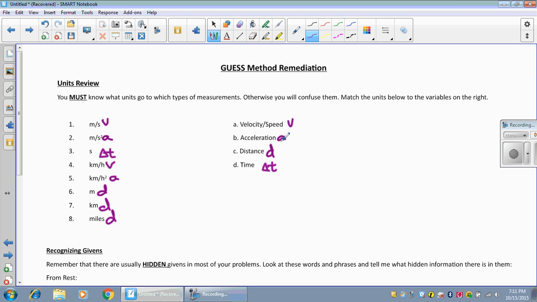Okay, and I'm using the symbols, not the letters in front. All right, not using these. Use these instead. Okay, cool.